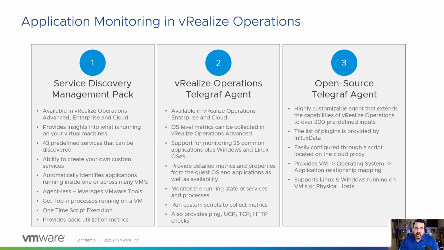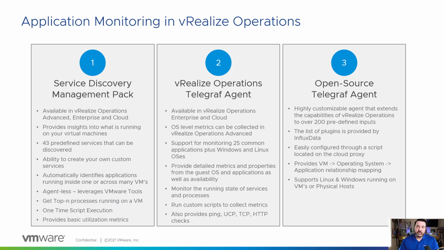Next, we'll dive into the vRealize Operations Telegraf Agent. So now this is an agent-based approach, and this is available for application monitoring. It's available in vRealize Operations Enterprise and Cloud. And there's a bit of an asterisk there. We're going to get into that in the next slide here.